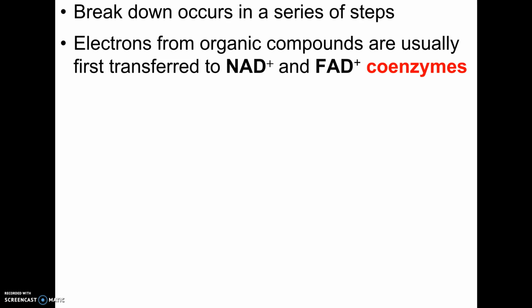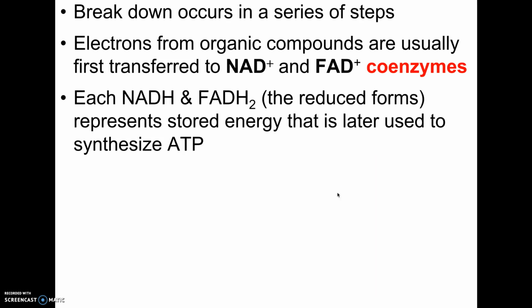When NAD and FAD pick up hydrogens, they are reduced, and they now have basically energy trapped in those bonds. When they pass those hydrogens off and go back to their oxidized forms, NAD+ and FAD, that energy will then be used to generate ATP. And you may remember that there was a coenzyme in photosynthesis too.